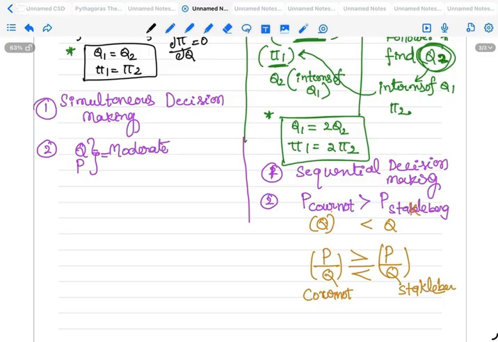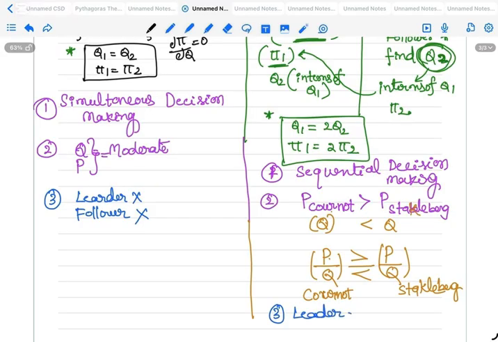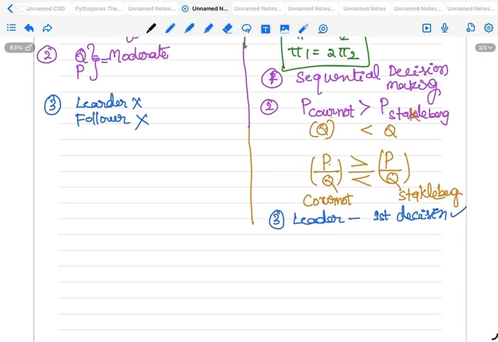In Stackelberg competition there is a leader and a follower, unlike Cournot competition, and here the leader earns more profit. The leader takes the first decision and earns more profit. The follower takes the decision next, and his profit is also more.